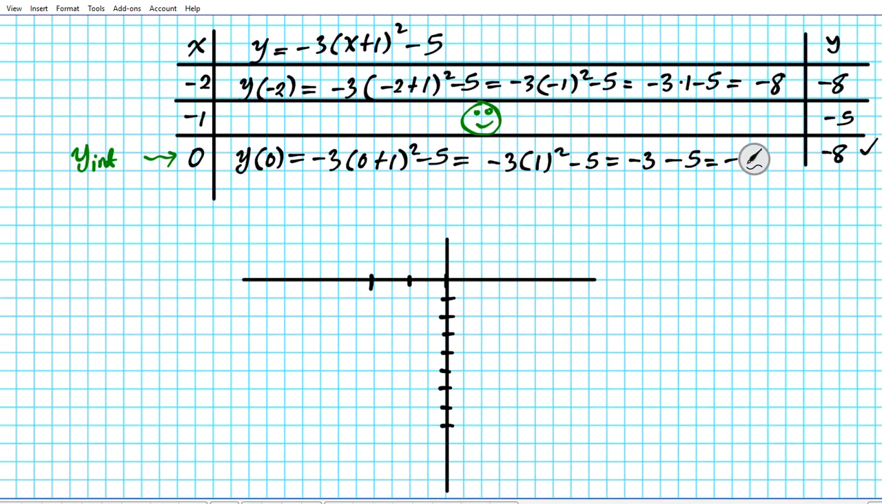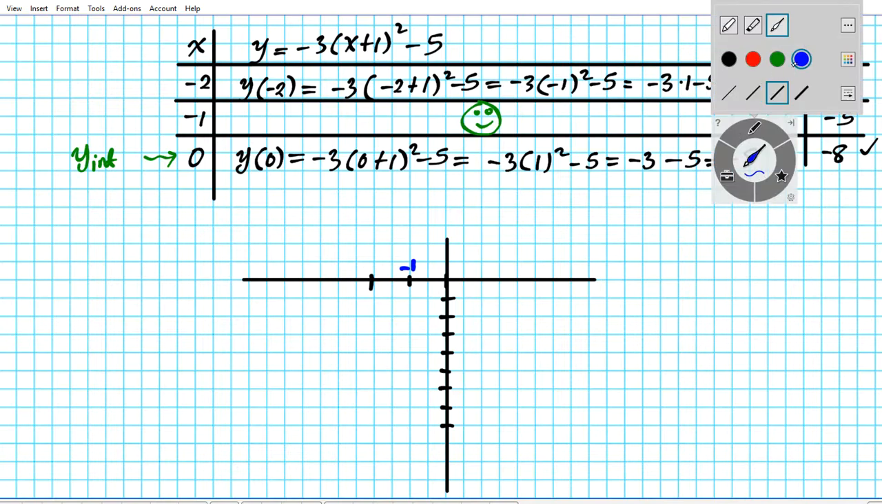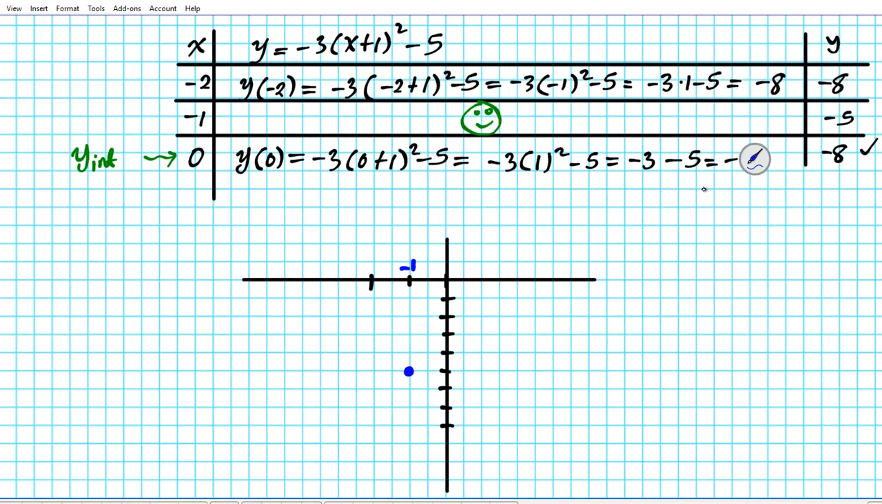Alright, let's start by graphing the vertex. The vertex is at -1, -5. So we have -1 right here, and -5. 1, 2, 3, 4, 5. So there goes the vertex. Next point is -2, -8. So -2, 5, 6, 7, 8. -8 will be right here. This is -2. And then 0 also takes us to -8.